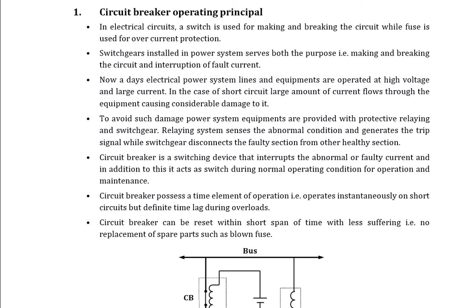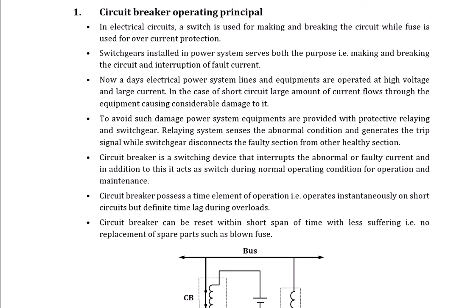But to open the contact or to disconnect the device from the main grid or main power system, the circuit breaker plays an important role. So the circuit breaker is also one important thing in the power system, and I can say that it is the most important thing in a protection system.